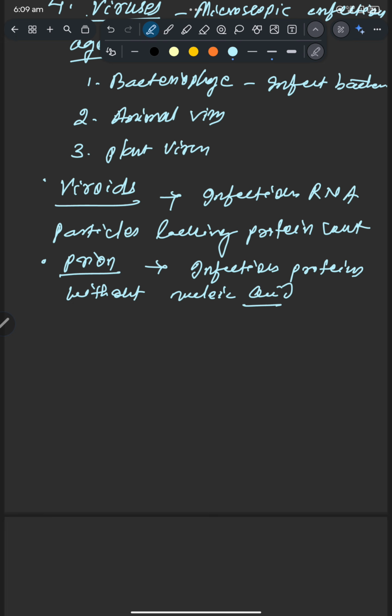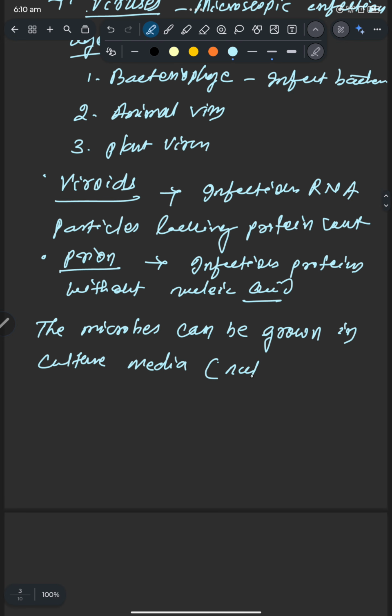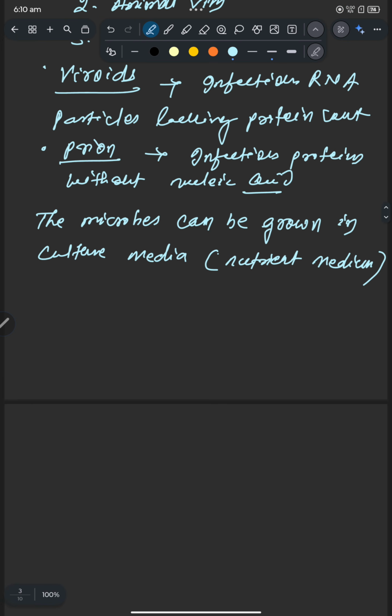Okay, now all these microbes can be grown in culture media. Now let us see what is culture media. The microbes can be grown in culture media. So what is culture media? That is nutrient media. Culture medium means nutrient medium.